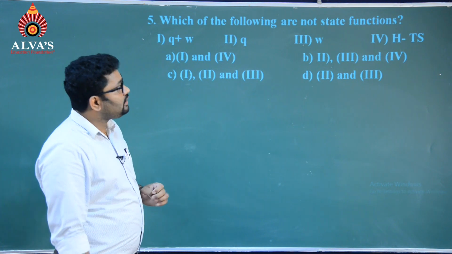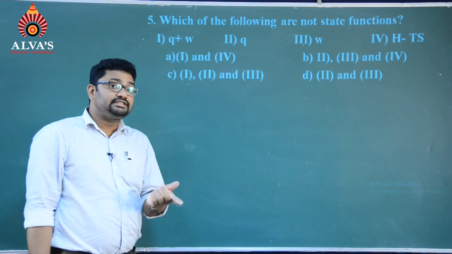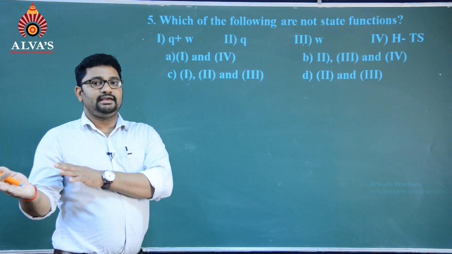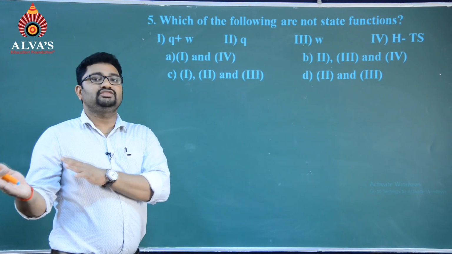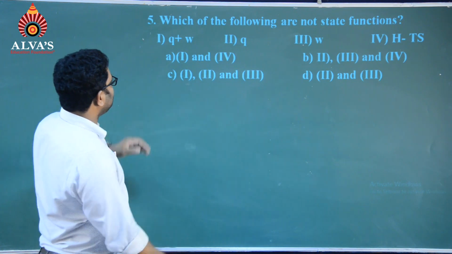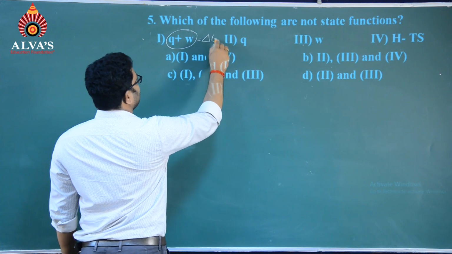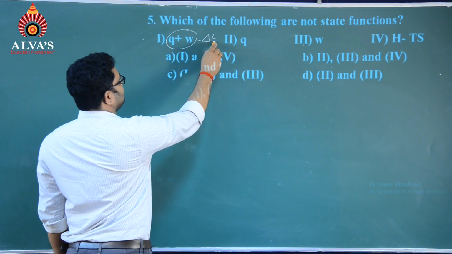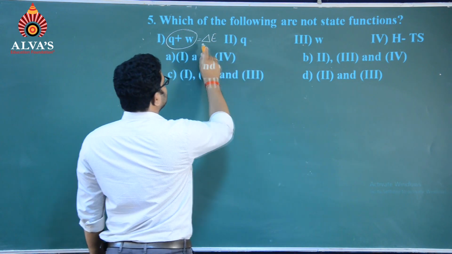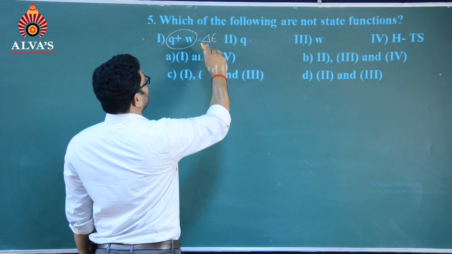A state function does not depend on the path followed by the reaction, and a path function depends on the path followed to change from one state to another state. But a state function doesn't depend on the path followed to convert one state of the system to another. Now, the first one is Q plus W, that is nothing but internal energy. Q plus W is delta E or delta U, both are taken for internal energy. And students, delta E is an internal energy, it is a state function, therefore, it is not a path function.